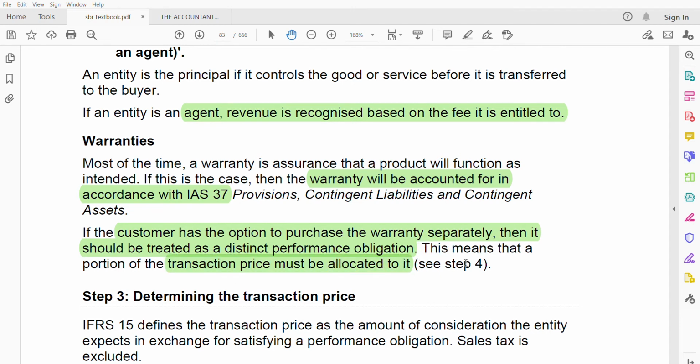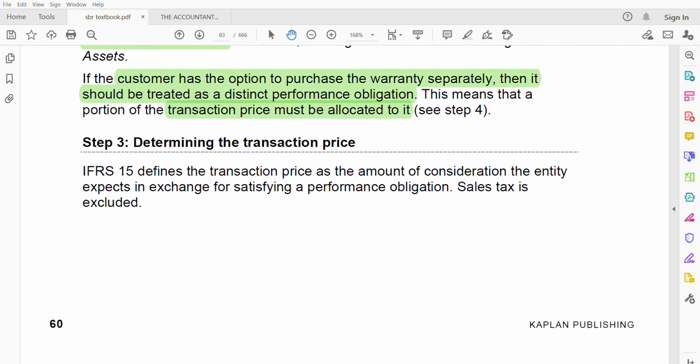See step 4, we'll see it in step 4. In step 4, we have to divide the transaction price between different performance obligations. The transaction price will be one only. Out of that one transaction price, how it is divided among 2-3 performance obligations, we'll see in step 4. Same for warranties also. So let us go to step 3.